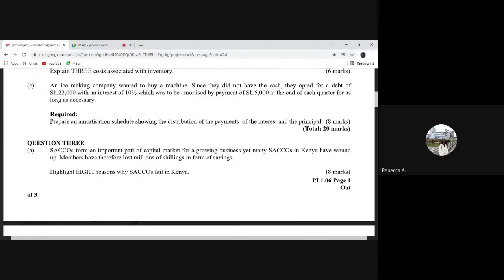So there's the principal amount, there's interest, there's the balance, and then this 5,000 is the installment. You create a column for period, installment, and then principal and interest.